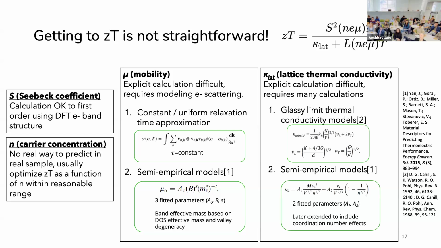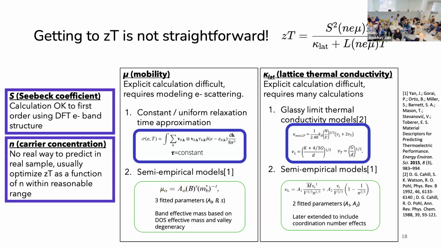And then for the lattice thermal conductivity, the explicit calculation is difficult. And so again, you have to figure out what approximations you're going to use and just go with them. So we have to do this. And so here are the approximations that we picked. It doesn't matter, but the main thing is to know that we can't just get the property directly out of the calculation.